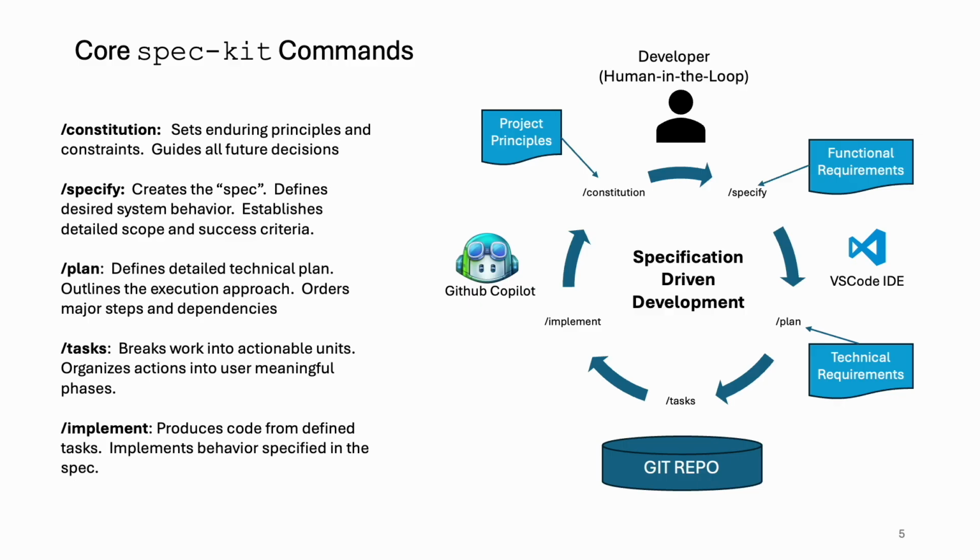Finally, implement is where the code gets written, driven by the tasks, which are driven by the plan, all anchored in this specification. Throughout the process, I stay in control using tools like GitHub Copilot and VS Code to assist with execution, while both the specification and the application code are versioned together in the same Git repository.